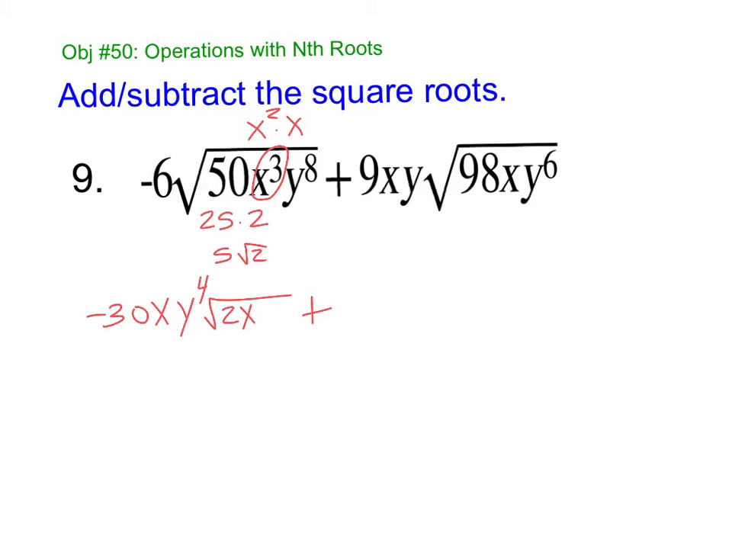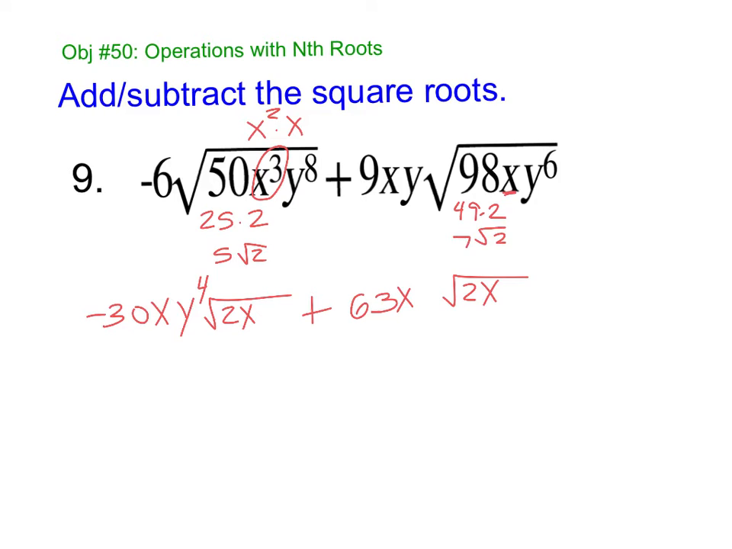Plus 98 is 49 times 2. So that's 7 root 2. So 7 times 9 is 63. The x we can't do anything with, so we have that 2 on the inside. This x is stuck inside. So we have that x on the outside.